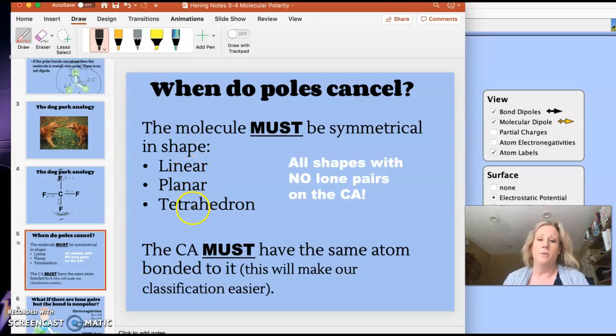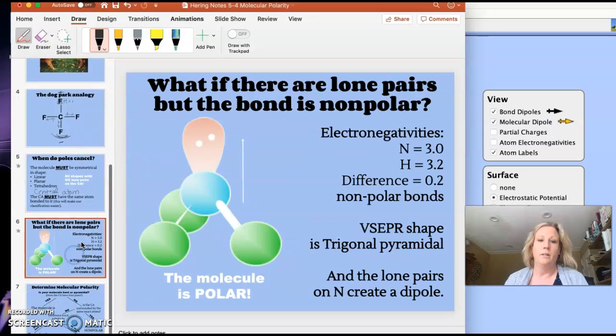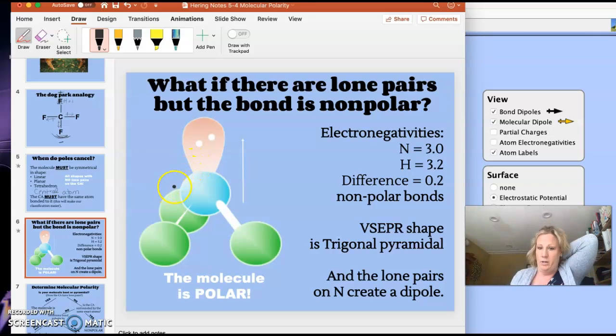And then if it is one of those shapes, then it's possible they're going to cancel, but the atoms going around the central atom, that's what CA is for, central atom, the ones that go around the central atom have to be the same. And if they are, because these are symmetrical, then it'll be a nonpolar molecule. When you have lone pairs, like I just showed you, you would have a lone pair for a trigonal pyramidal or a bent shape. They're always going to be polar.